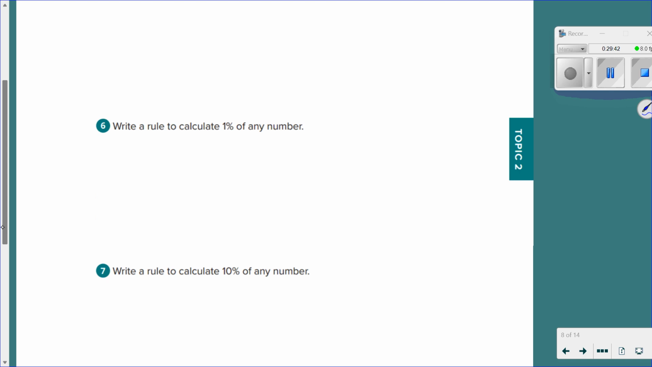Okay, 5. We've already talked about all that. But if we were to actually write that into a rule, what rule would we say to do 1%? What were we doing? Slide it over twice. Which way? To the right. I mean, the direction is critically important. Left. Move to the left. If it's 1%, I'm going 2 places.